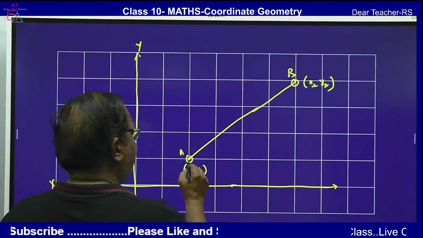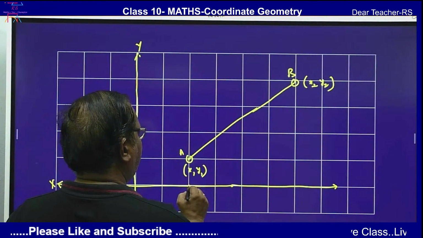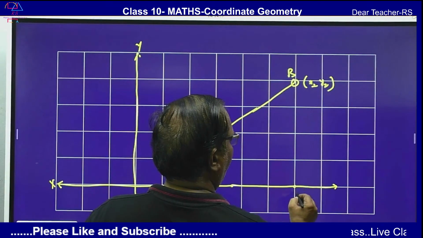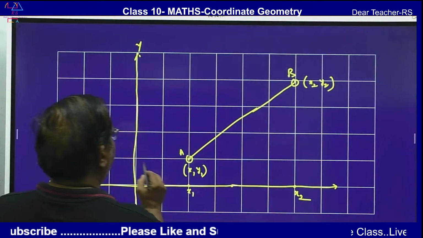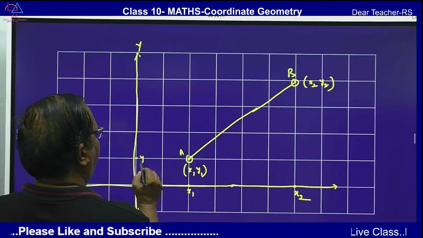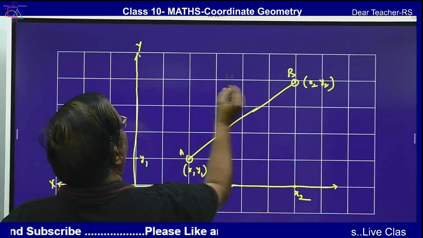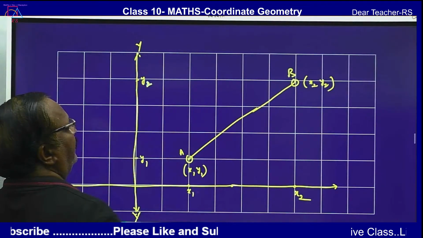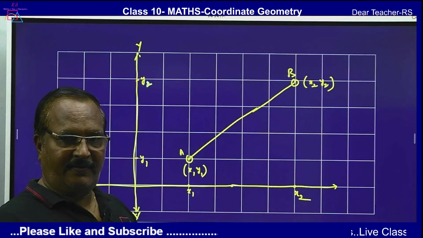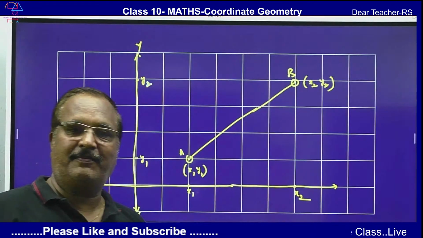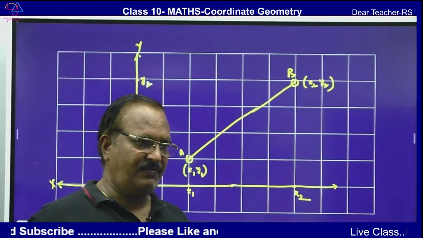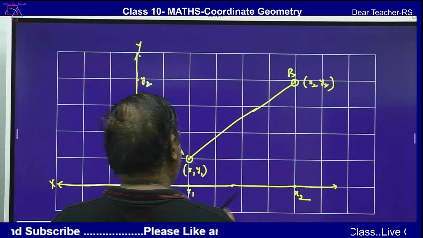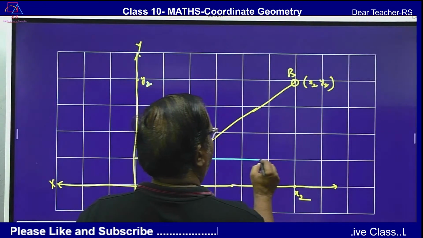So that means this is x1 and this is x2, and this is y1 and this is y2. I did not put any numbers for x1, y1, because it is a formula derivation. Formula derivation. So now we apply the same method that we applied last time.